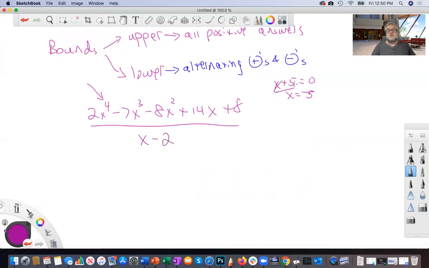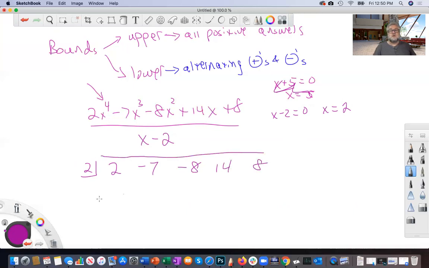Okay, so forget about that. X minus 2 equals 0. X equals 2. So 2 goes in the penalty box. 2, negative 7, negative 8, 14, 8. Line above. Leave a space. Line below. We start with a 0. We get a 2. 2 times 2 is 4. Add. We get a minus 3.